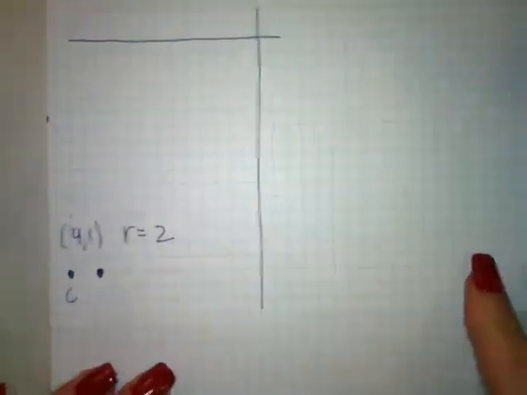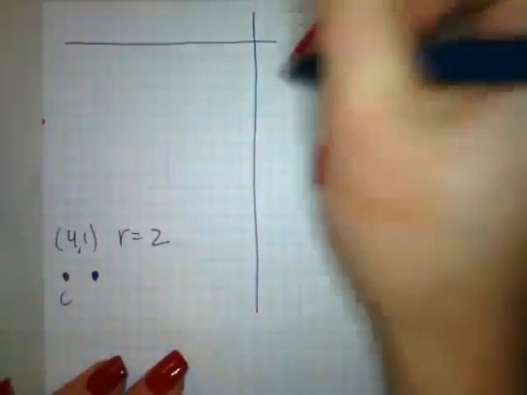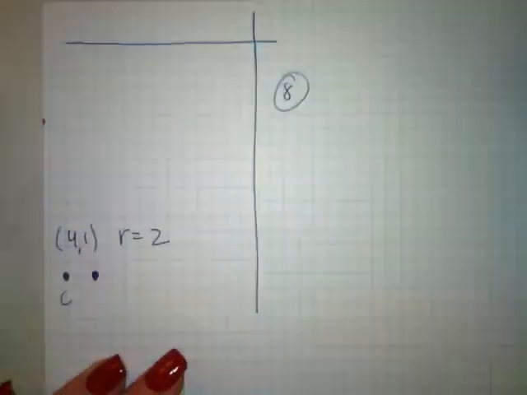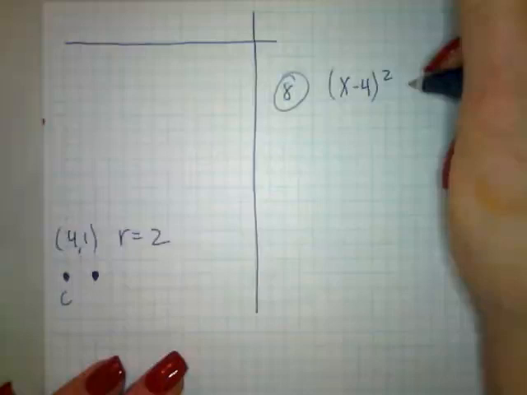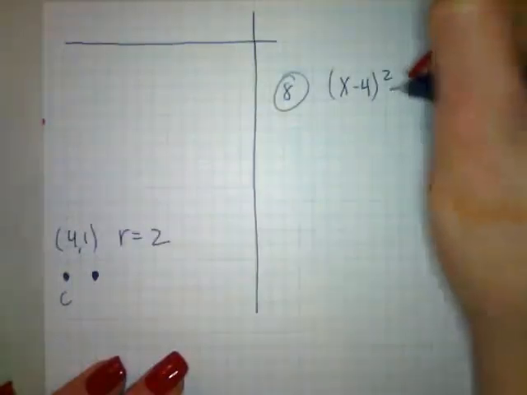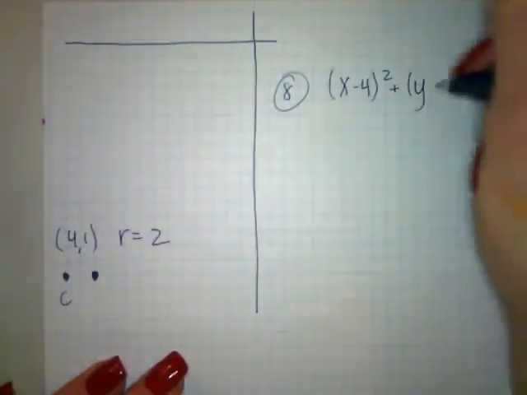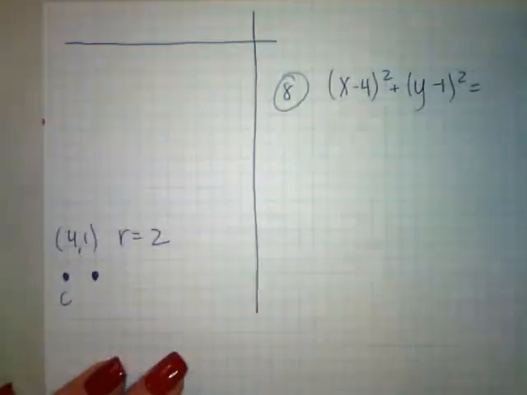So now I can move on to actually giving my final answers for question 8. In standard form, that's going to be x minus 4 squared plus y minus 1 squared equals my radius squared.